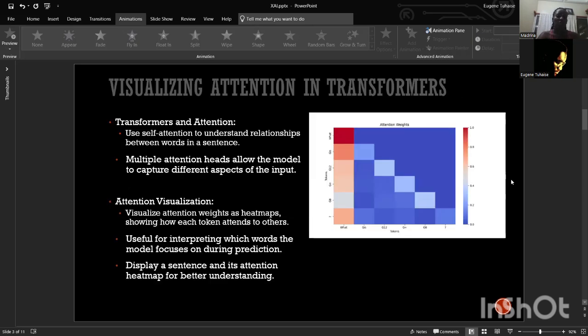So visualization: attention in transformers. We know that a transformer is a deep learning model that uses self-attention so that it can understand the relationships between the words in a sentence. And this actually goes on in 2 ways. The first thing that happens is there are transformers and attention, and then after that, they visualize the attention that we have found.